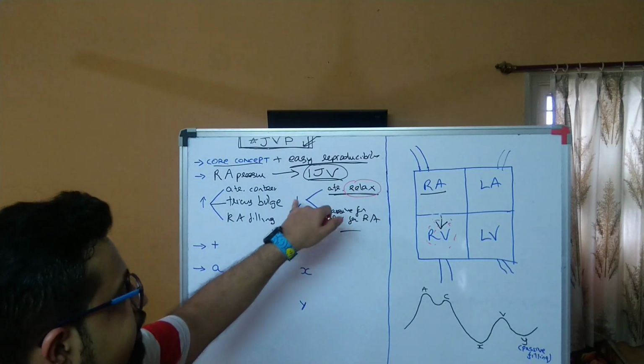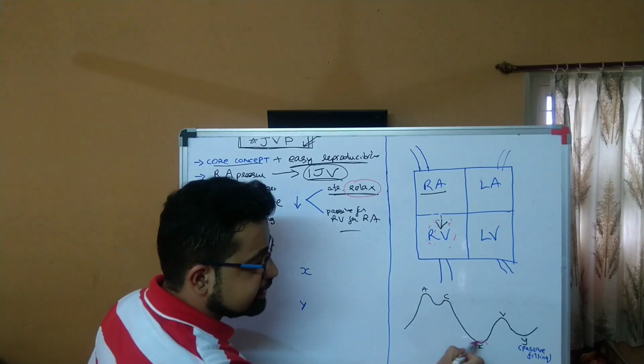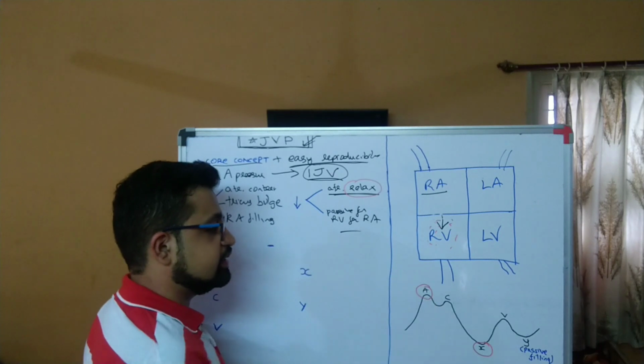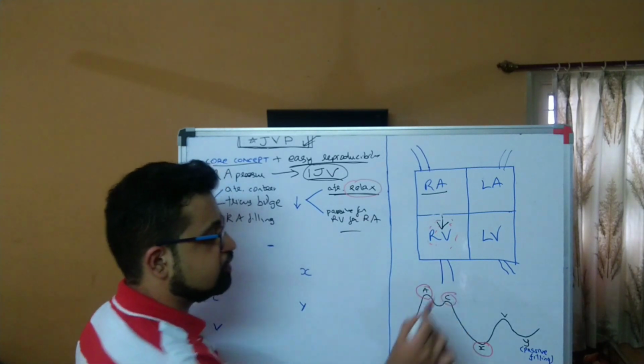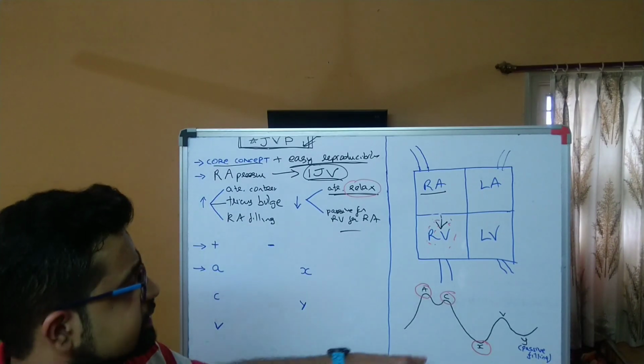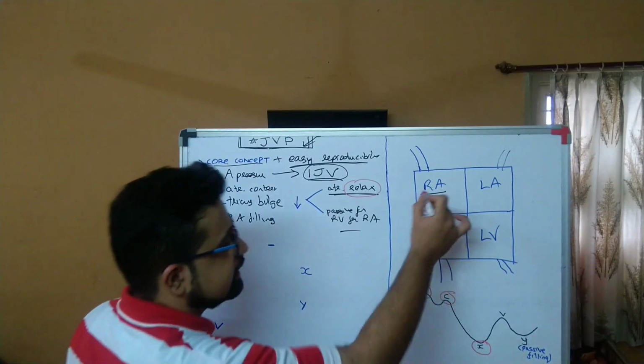So jugular venous pressure will decrease, and you get this X descent. We discussed that the A wave is atrial contraction, the C wave is tricuspid valve bulge, and the X descent is what happens when the atrium relaxes.